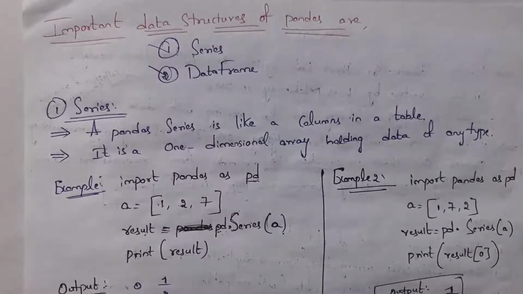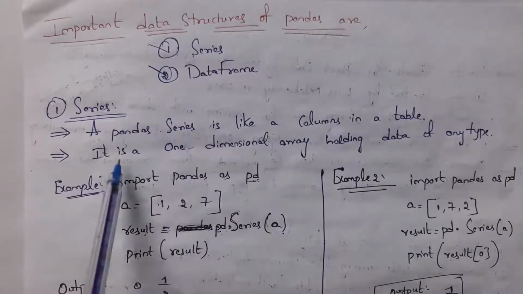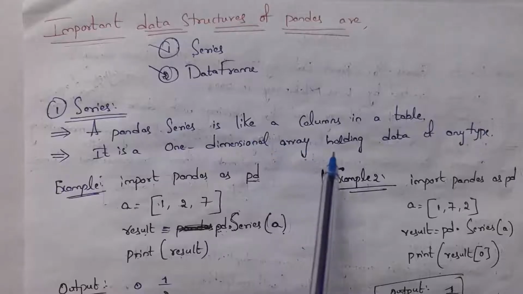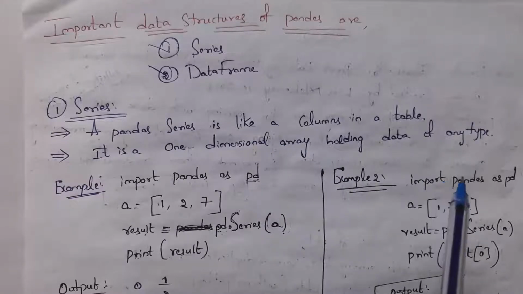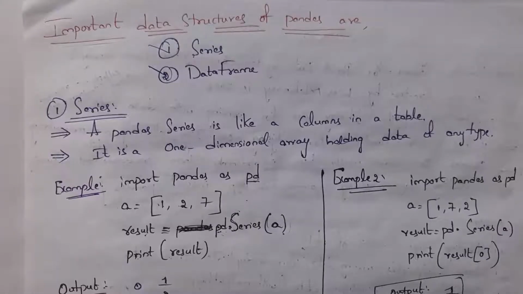At first, I will explain the complete Series topic. A Pandas Series is like a column in a table. It is a one-dimensional array holding data of any type. Guys, I will give one simple program so that you can clearly understand this Pandas Series.